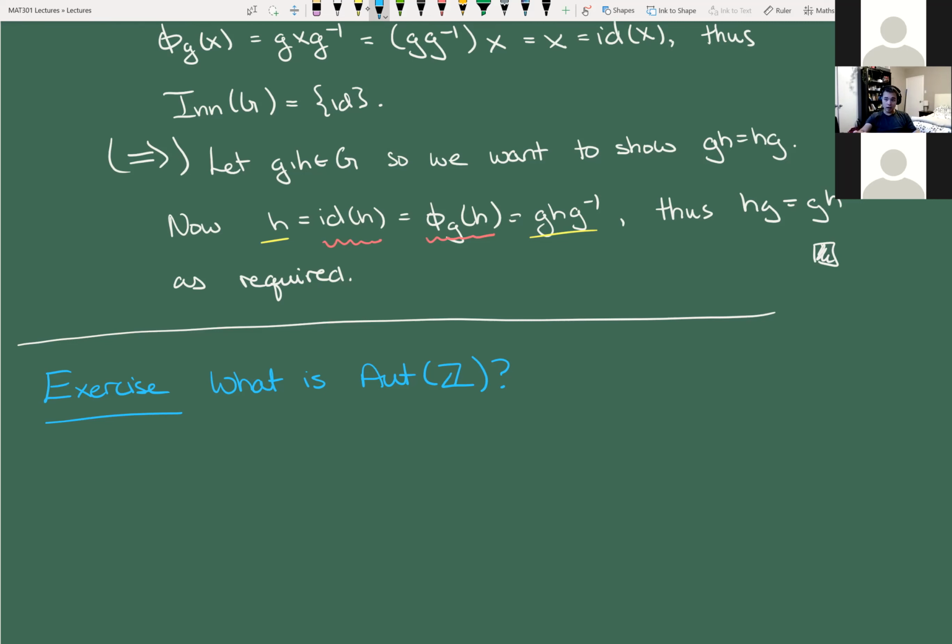I'm not asking about the inner automorphisms here because we know that's trivial, right? Z is abelian. So by the theorem we just proved, its inner automorphisms are trivial. I claim, though, that the automorphism group of Z is not trivial. There are other things in there, but there aren't many. So can anyone think of what they could be? Anyone?